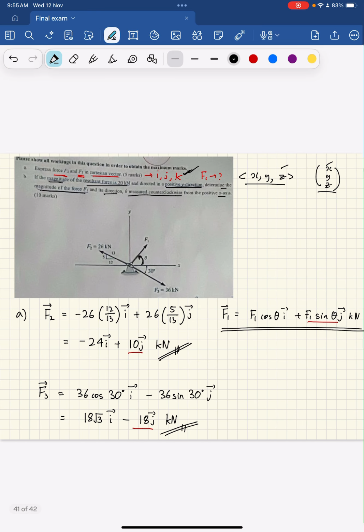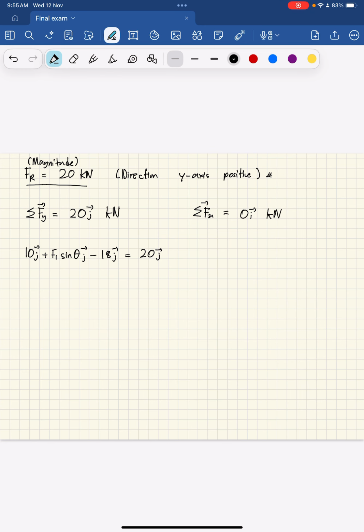Okay, minus equals 20j. So of course you can eliminate the j, by the way, because the j is only there to show it's in the j component. So it simply becomes f1 sine theta equivalent to 20 plus 18 minus 10. How much is it? This is going to be 28. So f1 sine theta is 28 kilonewton, because it's the magnitude of the force.